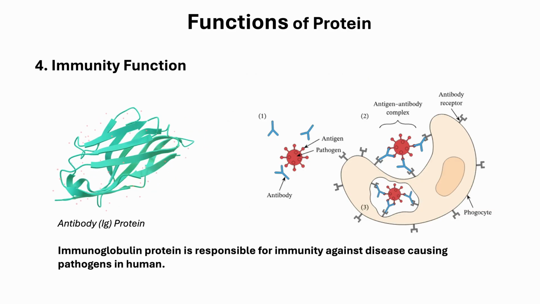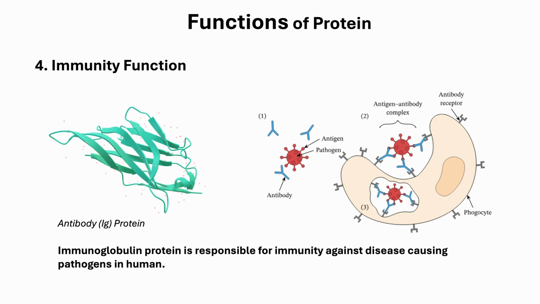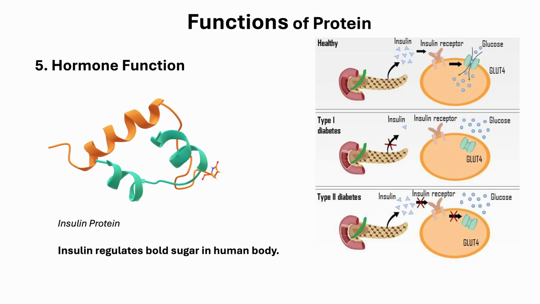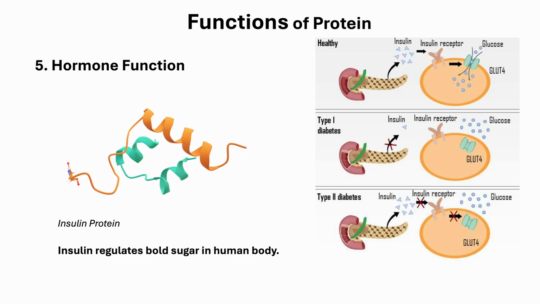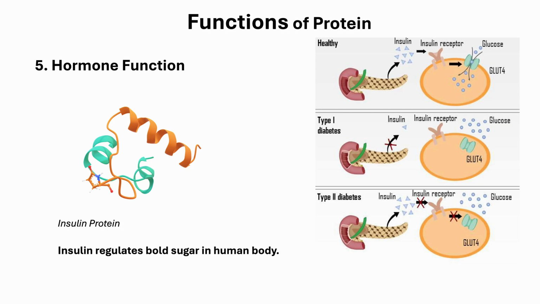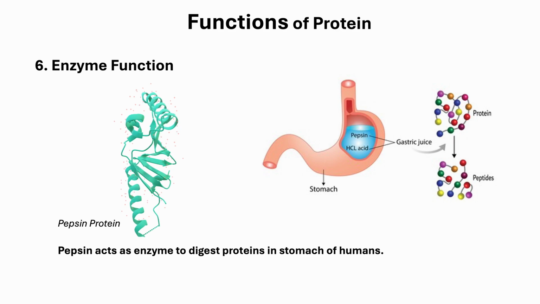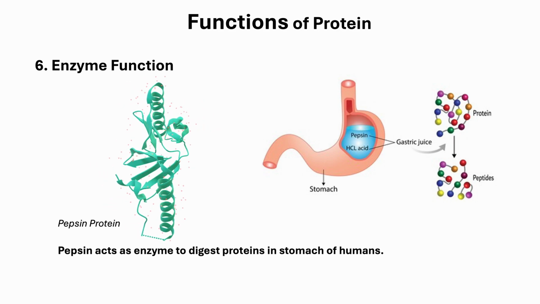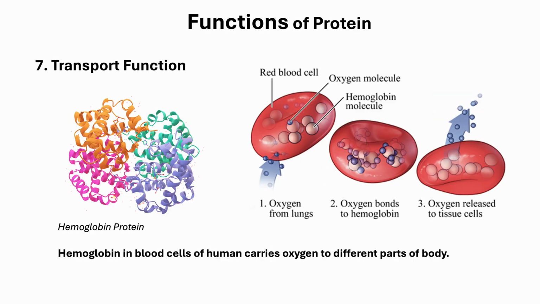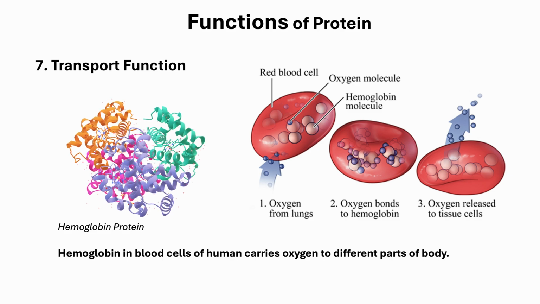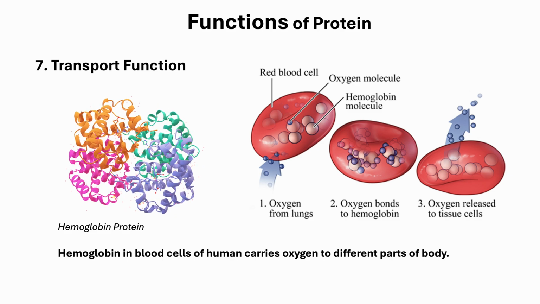Antibody immunoglobulin proteins are our defenders. They fight off germs to keep us healthy. Insulin protein is a hormone that controls blood sugar, keeping our energy balanced. Here is the pepsin protein, which is a digester. It breaks down proteins in our stomach to help us eat. Last but not least, hemoglobin protein. It carries oxygen from our lungs to every part of our body.